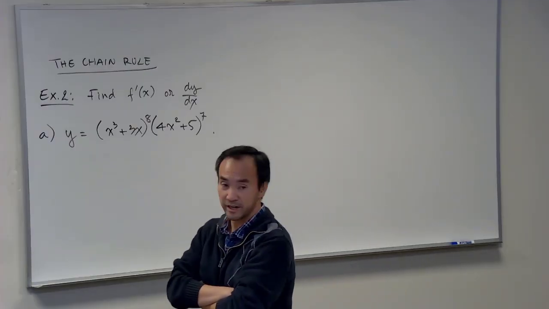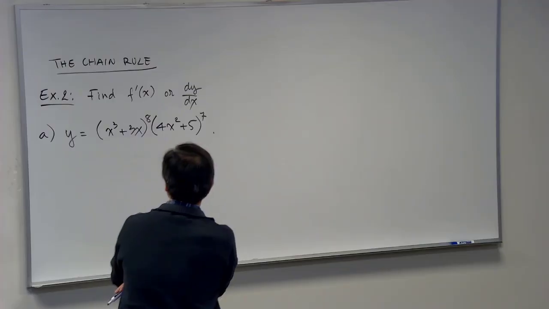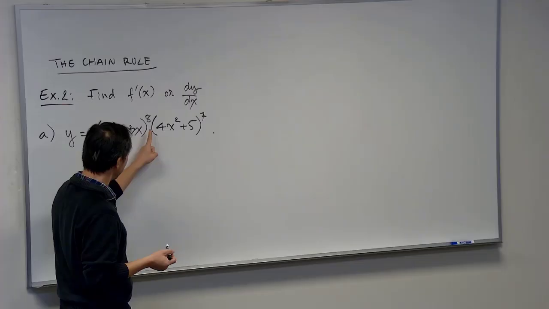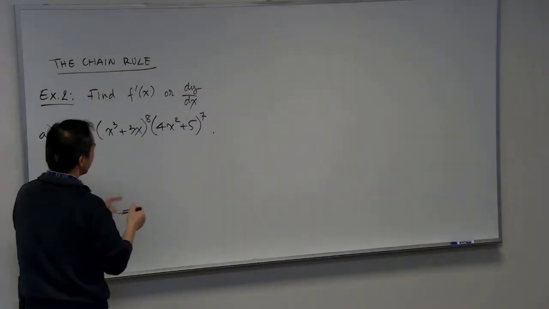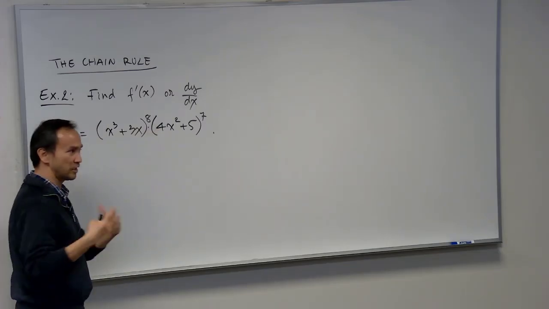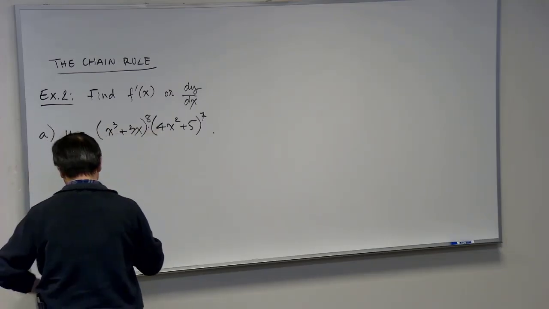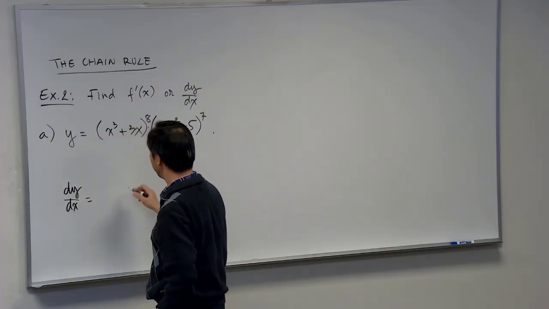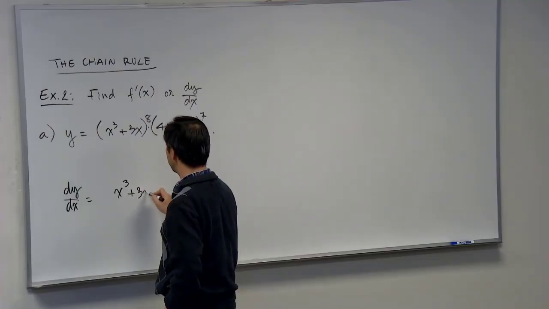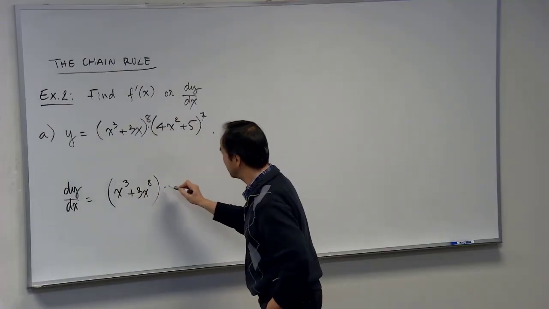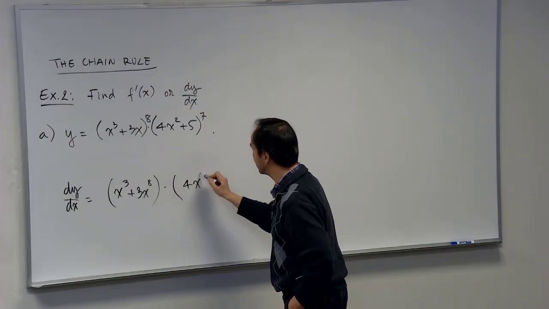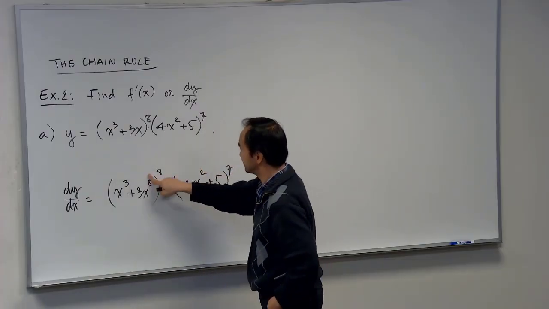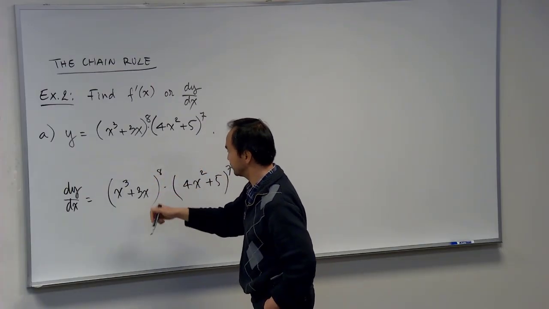All right, so ready for getting it? So with this one here, you need to notice there is a product right here, right? So this product right here, we have to bring in the product rule. So yes, the derivative that we're about to find is of x cubed plus 3x to the 8th, in product with the 4x squared plus 5 to the 7th.